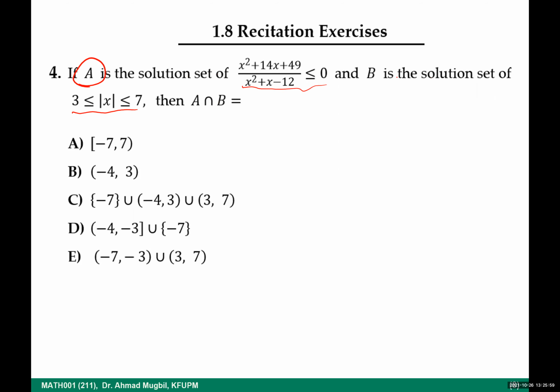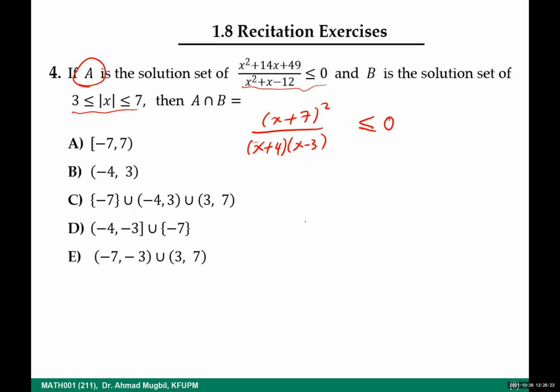This is the plan. Who can find A? First of all, factor it. The right hand side is 0, so just factor. So what will we have? x plus 7 all squared, it is a perfect square, over. This is minus. Plus 4 minus 3. x plus 4 times x minus 3.